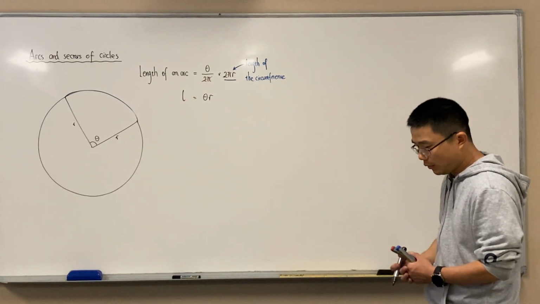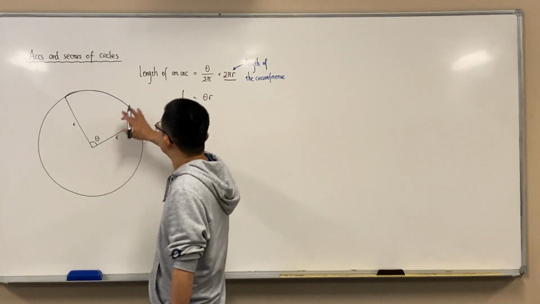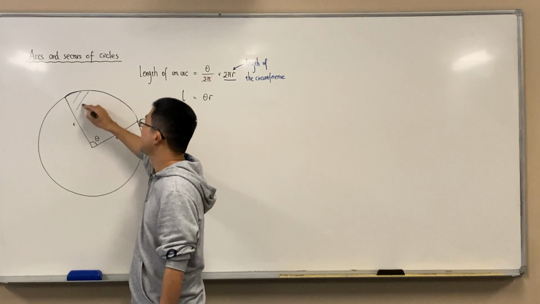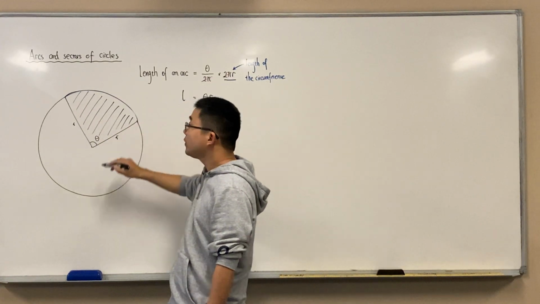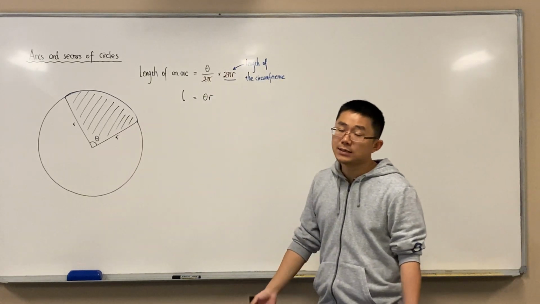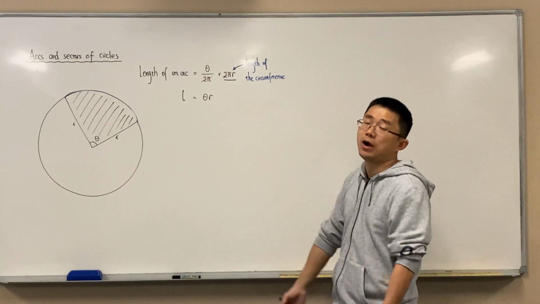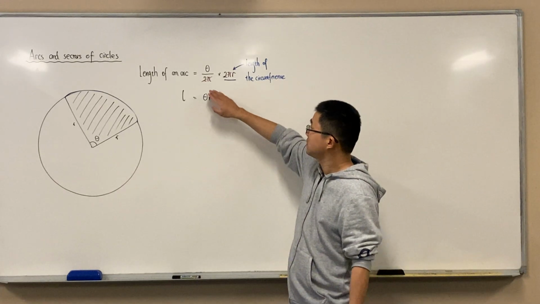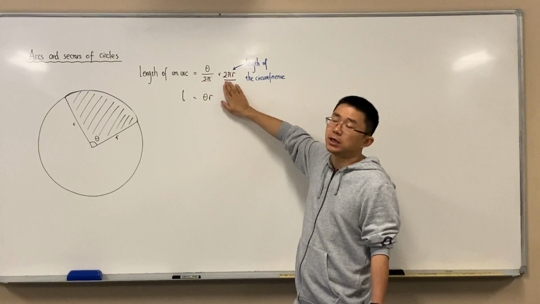Now, the second one: how do we find the area of a sector? It's very, very similar to the length of an arc, but this time we're finding the area of this region here. And that's a sector. How do we find the area of that sector? Well, we use exactly the same way to derive the formula. This is still equal to theta over 2 pi. We only need to change this part of the formula.